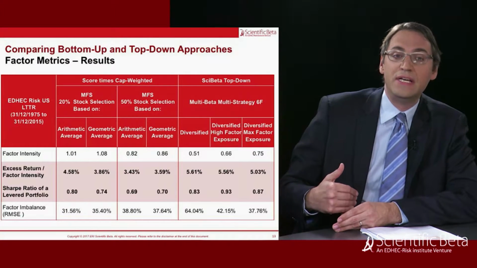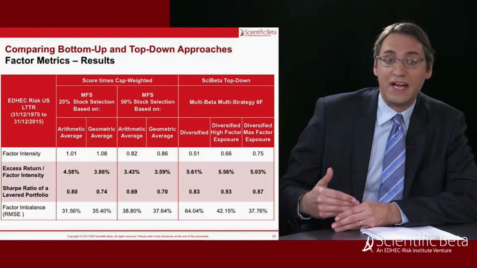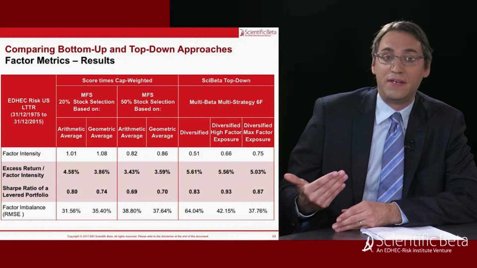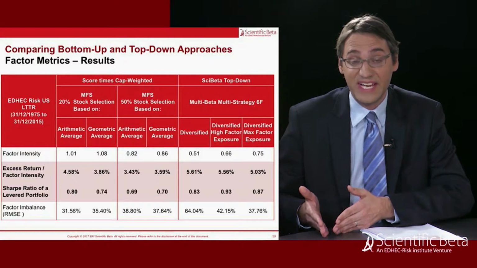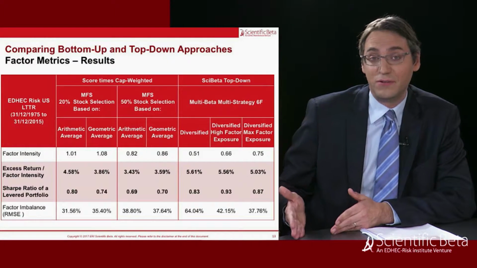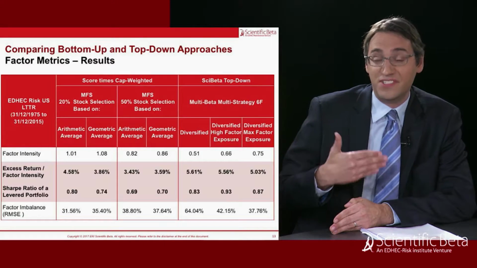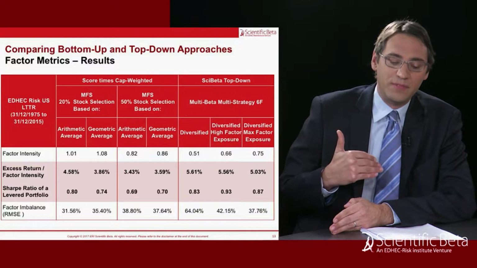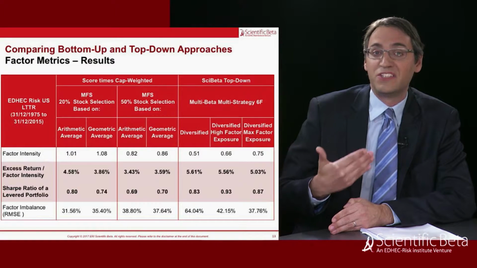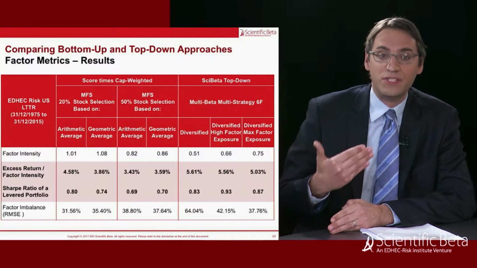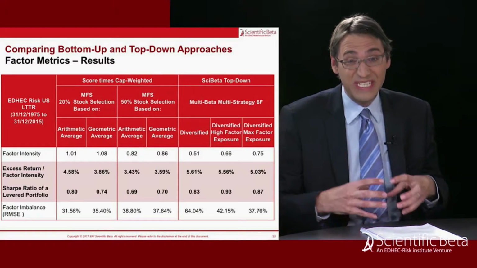Now, here you see a different picture. You can see that actually all of the top-down approaches have higher measures than the bottom-up approaches. So if you look at the top-down approaches, per unit of factor intensity, they generate excess return of about 5%, greater than 5%. And for the bottom-up approaches, these excess returns are actually lower. So that means with the bottom-up approaches here, you do get higher factor intensity, but you don't actually get the corresponding level of return.